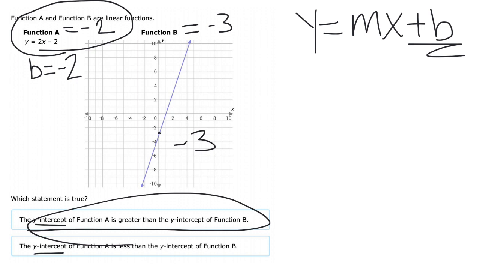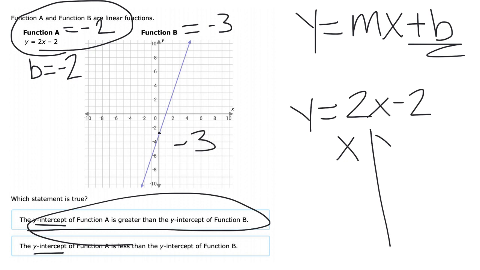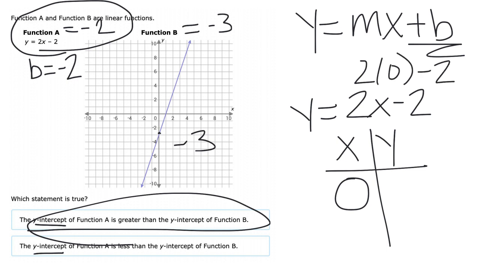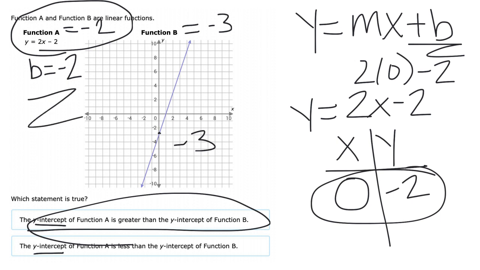So this does conclude our lesson. Just to show it one more time, if you have the equation y equals 2x minus 2, and you want to put that into an x and y table to figure out what the y-intercept is, our goal is to find out what y is whenever x is 0. If I plug 0 into my equation, that would be 2 times 0 minus 2. 2 times 0 is 0, so then I would have 0 minus 2, which is negative 2. That's just another way that I can find my y-intercept.